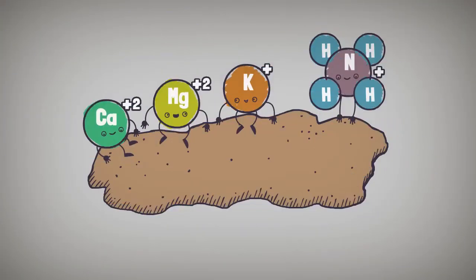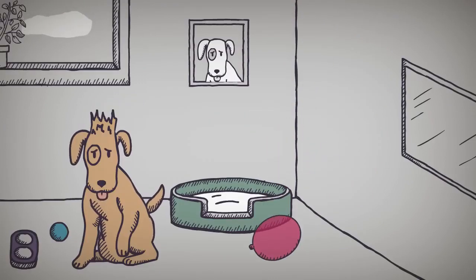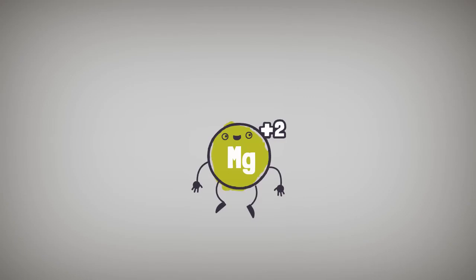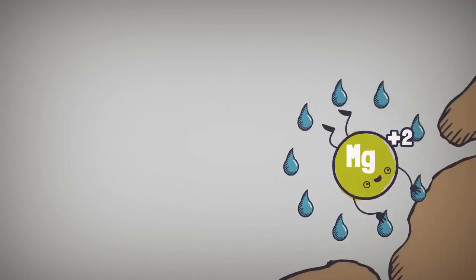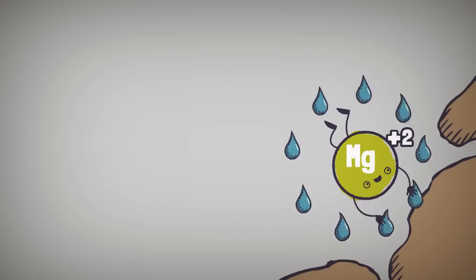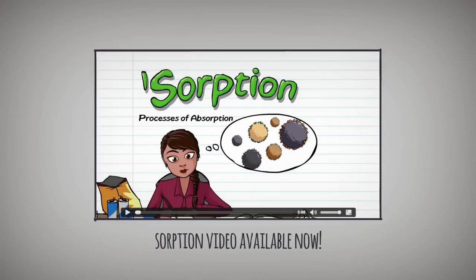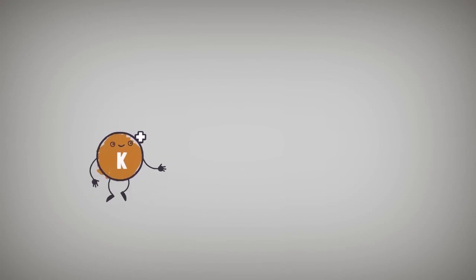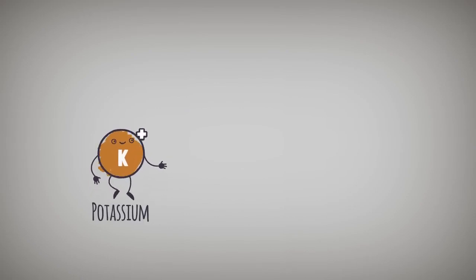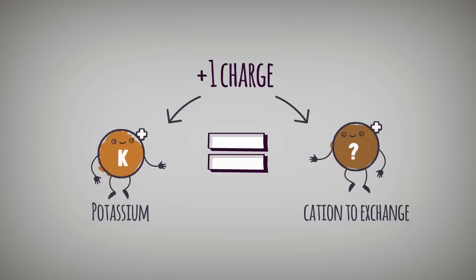Good. No more leaching. But like the balloon on the wall, the nutrients are only temporarily held. In fact, there's actually a shell of water molecules that forms around the cation, preventing it from bonding permanently. This shell is often called a hydration sphere. But that's a whole other video. So, back to cations. Basically, if a plant wants a nutritious cation like potassium, it will need to exchange it for another cation or cations of equal charge.